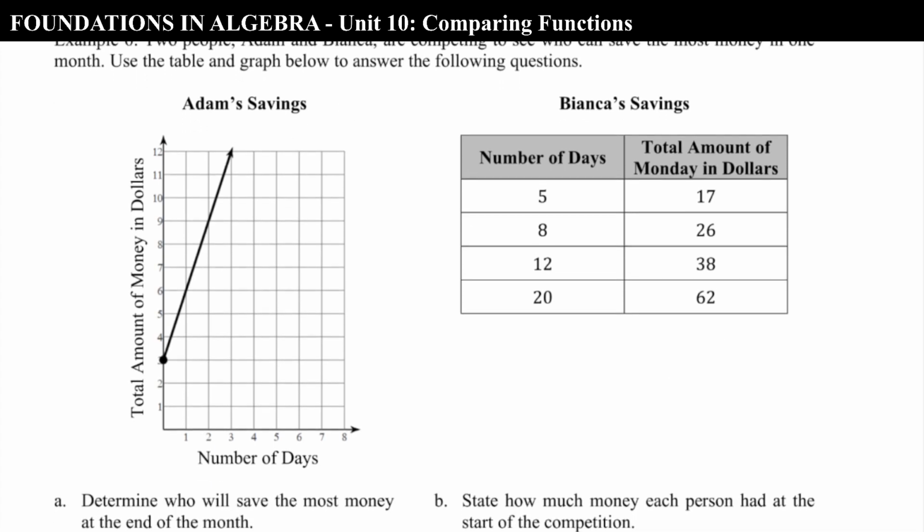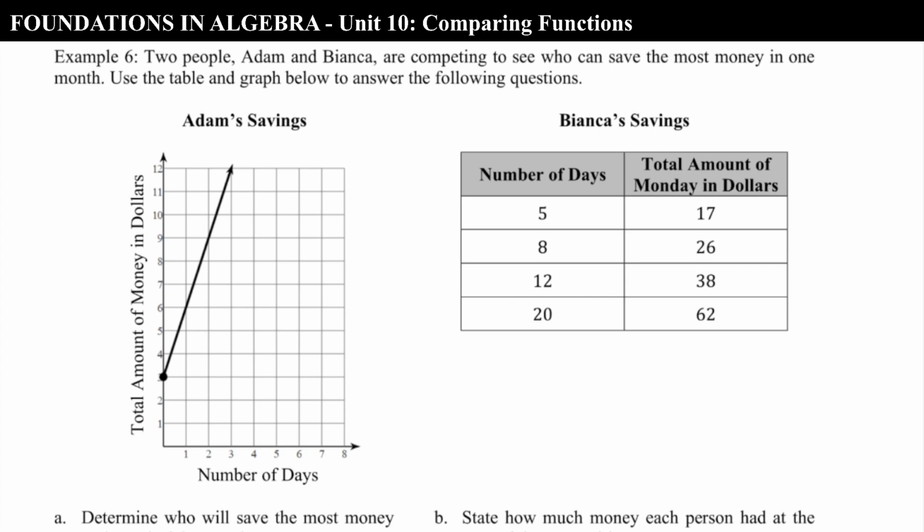Now let's do a little bit of comparing of function types. Two people, Adam and Bianca, are competing to see who can save the most money in 1 month. Use the table and graph below to answer the following questions. So in Adam's savings, we have a graph, and Bianca's savings, we have a table of information. So if we want to make some comparisons, let's write the equation for Adam's graph and Bianca's table. So for Adam's graph, we know that the slope is 3 over 1, which is 3, and we know that the y-intercept is 3. So that gives us, for Adam, y equals 3x plus 3.